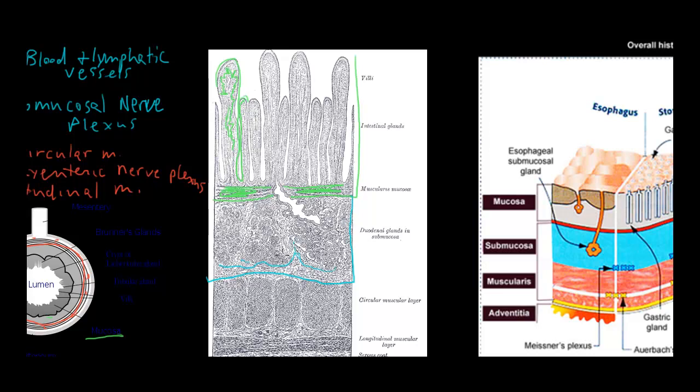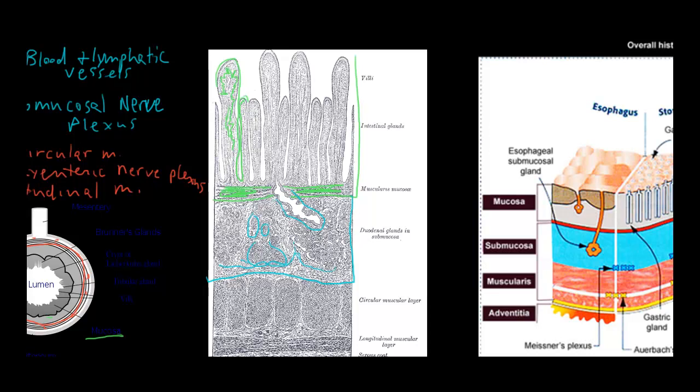The majority of the submucosa along the GI tract does not have glands, but in specific areas, in the esophagus and the duodenum, we see glands. So these are glands right here. We see a crypt right here. And these all sit in the submucosal layer.